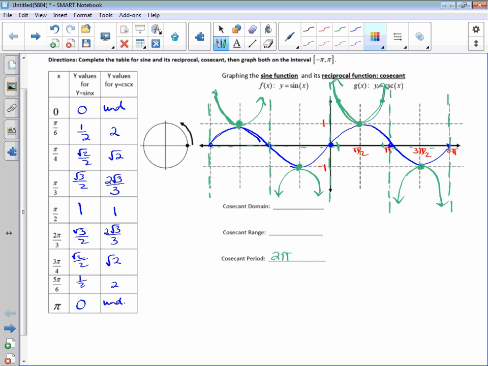What about your range? We'll do an interval notation. How far down does cosecant go? Okay, and then it comes up to, and it jumps and starts again. Yes. So your range, -infinity to -1, 1 to infinity. Okay.